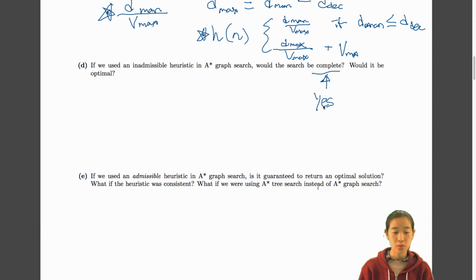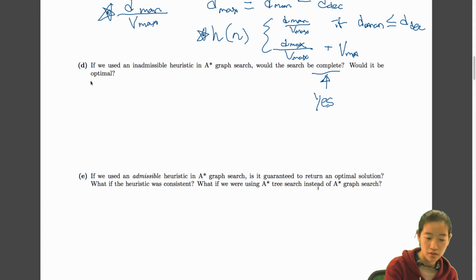However, now the question is, will it be optimal? An inadmissible heuristic will not guarantee optimality because it will make us think that a state that's very far away from the goal is actually very good and vice versa. So this is false.